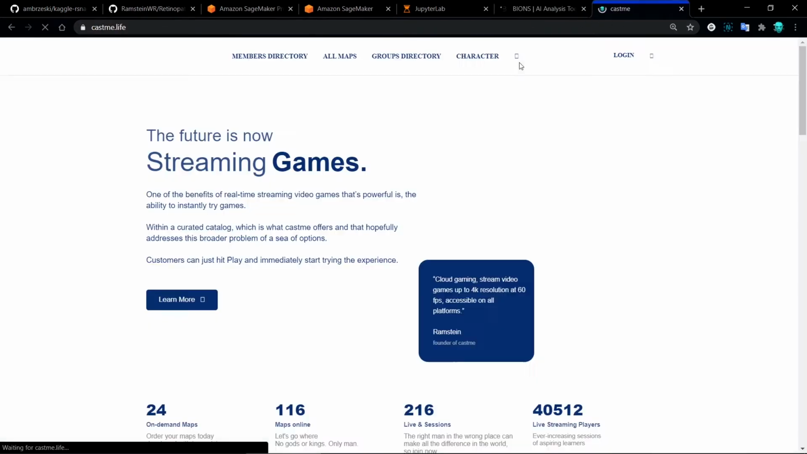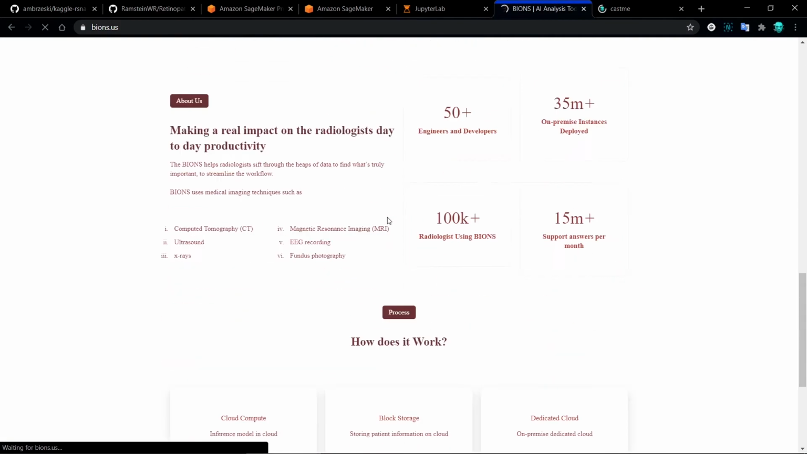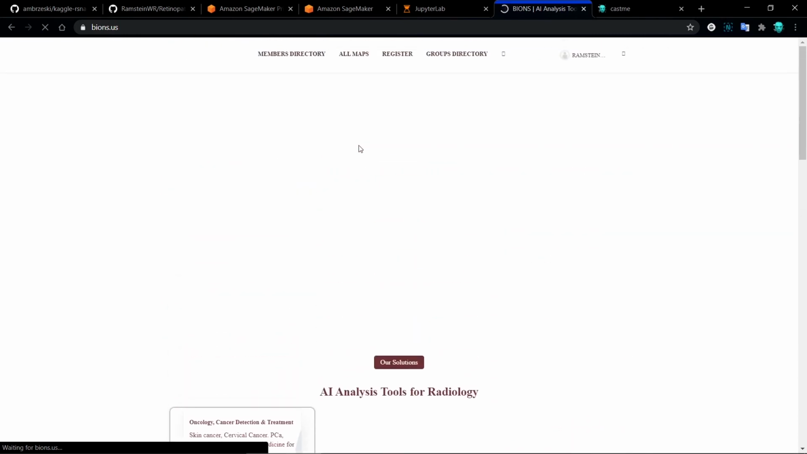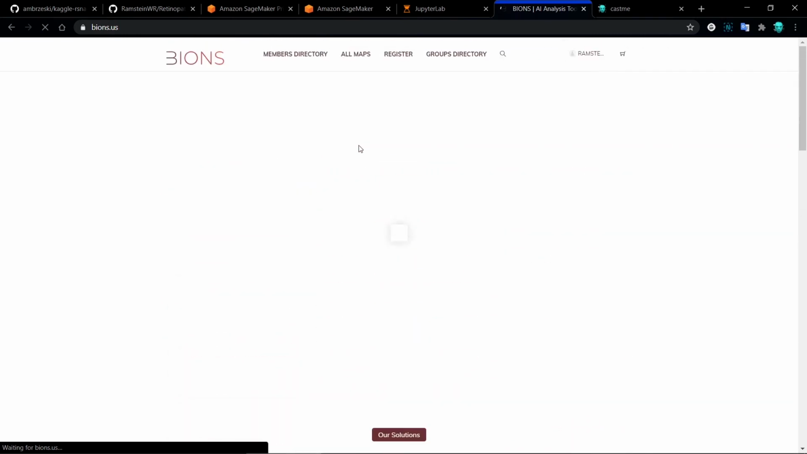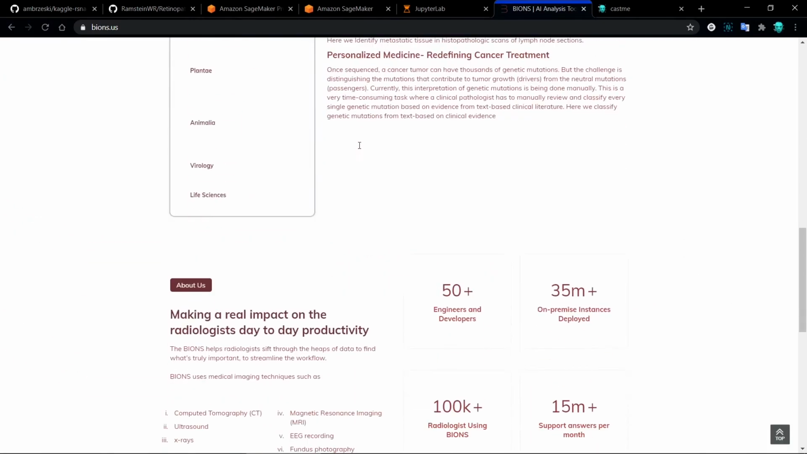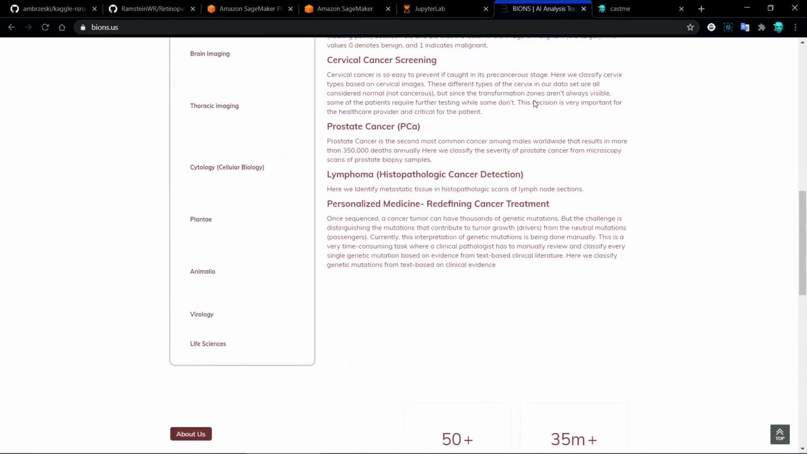First of all, I will introduce you to BIONS. BIONS is an AI analysis tool inspired by some of the best companies, and there are tons of them. I would not give you example names of the companies.